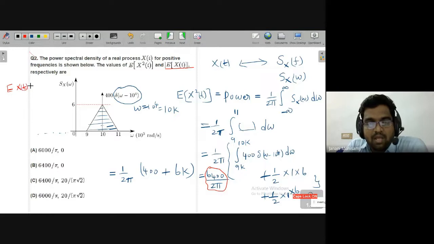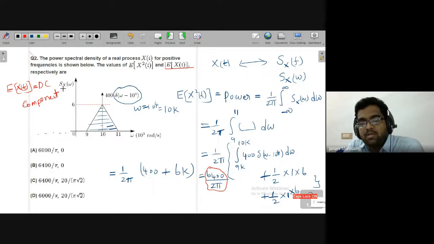E of x of t. E means average. Indirectly, it will indicate the DC component in the signal. Average value means the DC component present in the signal. The effective DC component present in the signal is what becomes the average.